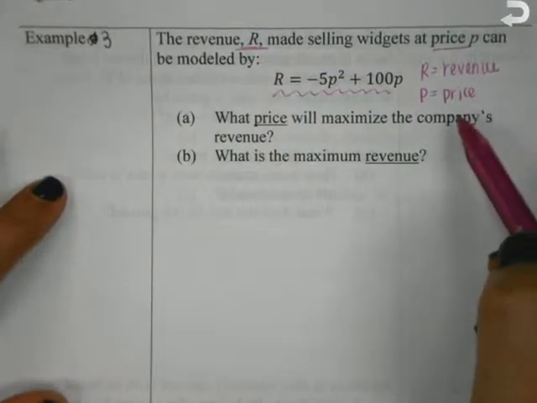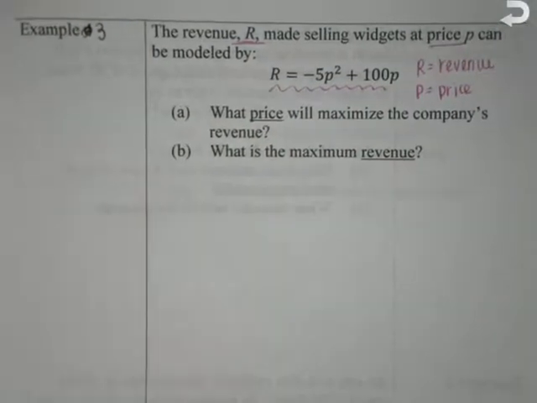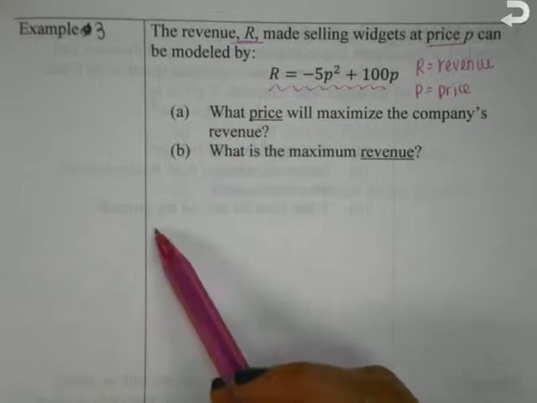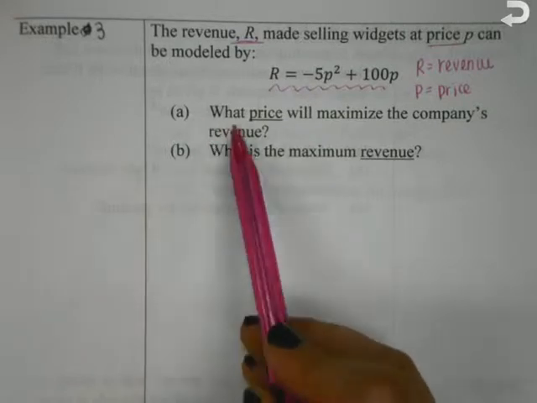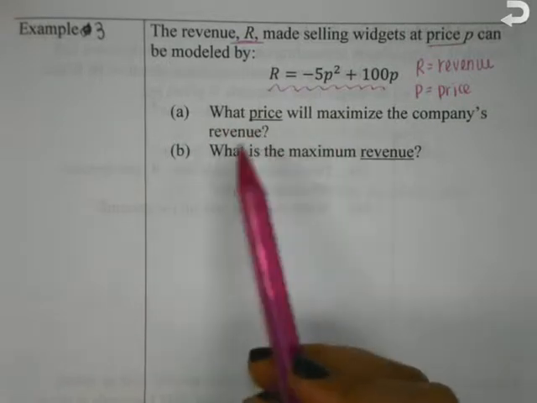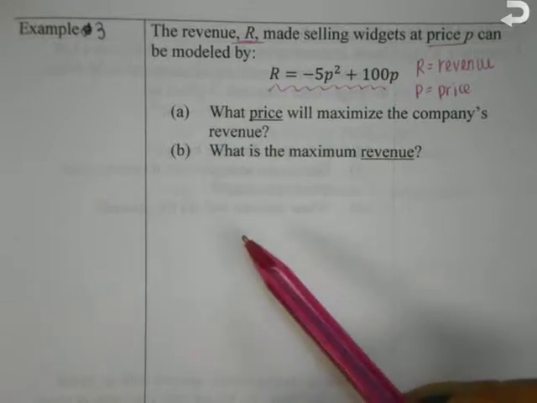Parts A and B I do want you to write because I want you to know what the question is. So part A, what price will maximize the revenue? B, what is the maximum revenue? So just list A right now. We're going to do part A first.